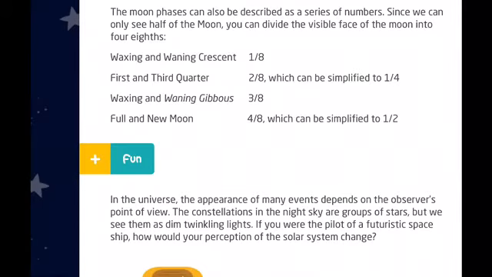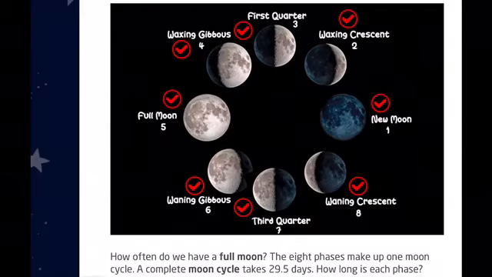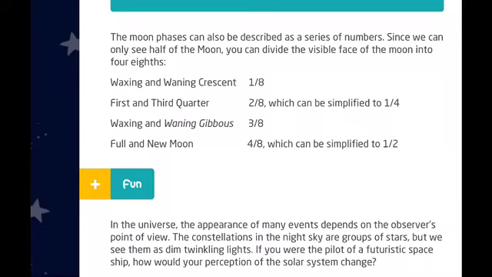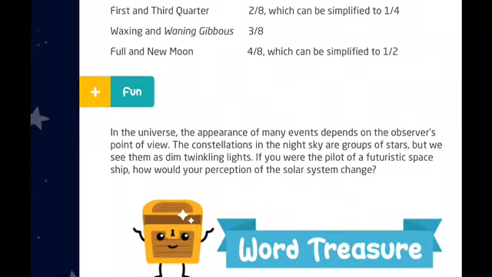So over here it says, remember that I said there are only 8 steps, or 8 faces of the moon, right? So over here what they're doing is that they grab 4/8, depending on what they're talking about. It says waxing and waning crescent 1/8, first and third quarter 2/8, which can be separated by 1/4, waxing and waning gibbous 3/8, and full and new moon 4/8, which can be simplified to half.